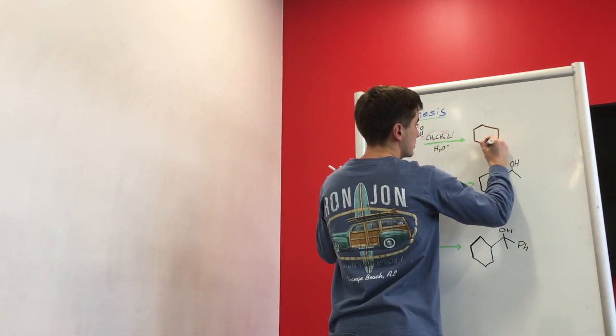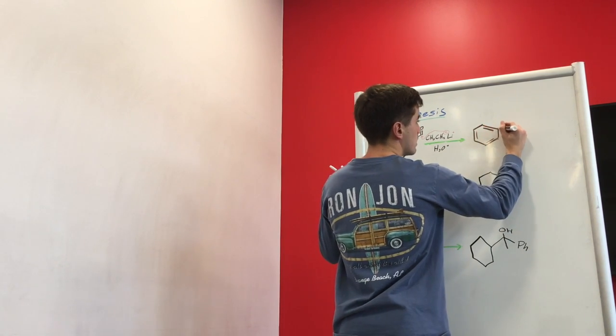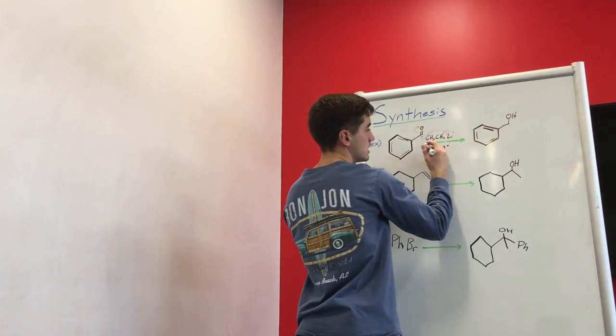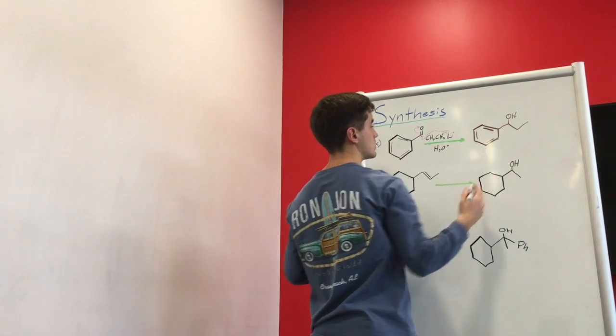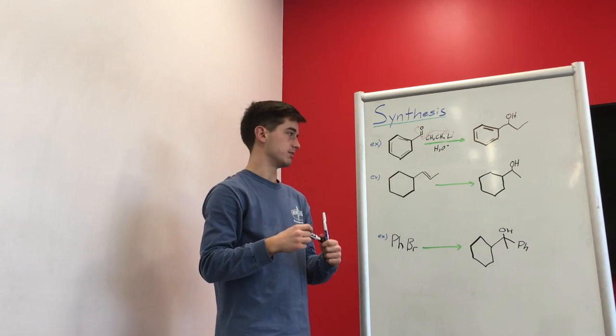You still have your benzene ring, and then you get the OH right there, and since you added a CH2, CH3, there's a CH2, there's a CH3, so those are carbons that you added, and that is the product you get from that example.